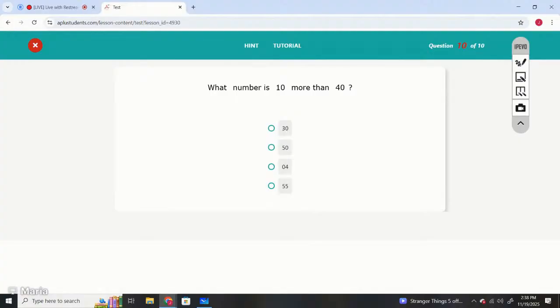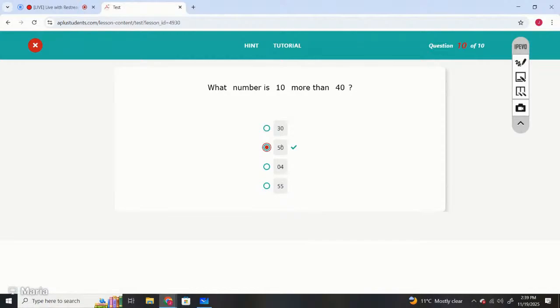What number is 10 more than 40? So which is the correct option? So 10 more than 40 means you need to add 1 to the tens digit. So 4 plus 1 is 5, that is 50. The correct option is 50.